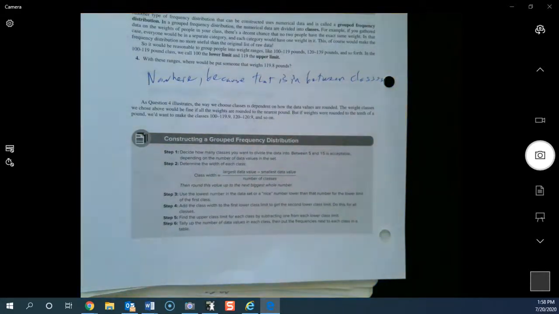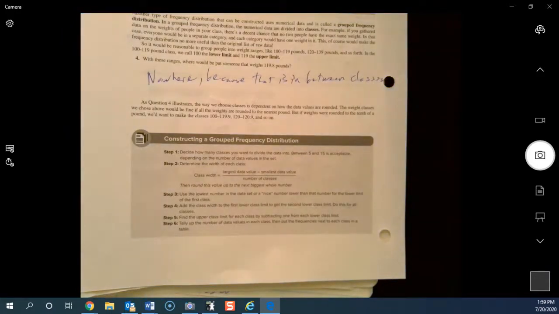All right, now determine the width of the class. Now the class width is the largest data value minus the smallest data value divided by the number of classes. Now we'll get to that. Then it says, then round this value up to the next biggest whole number. So even if you have 5.01, you still would go up to 6. It's not typical rounding. You just go up to the next biggest whole number.